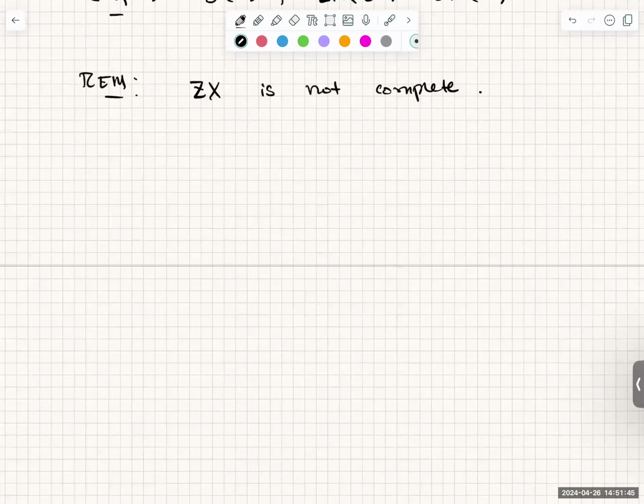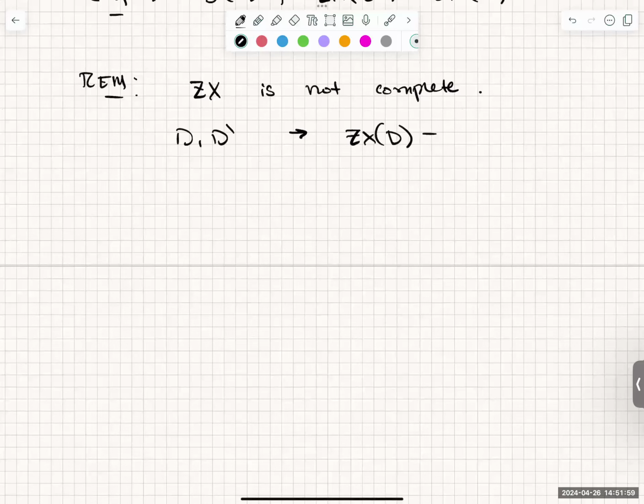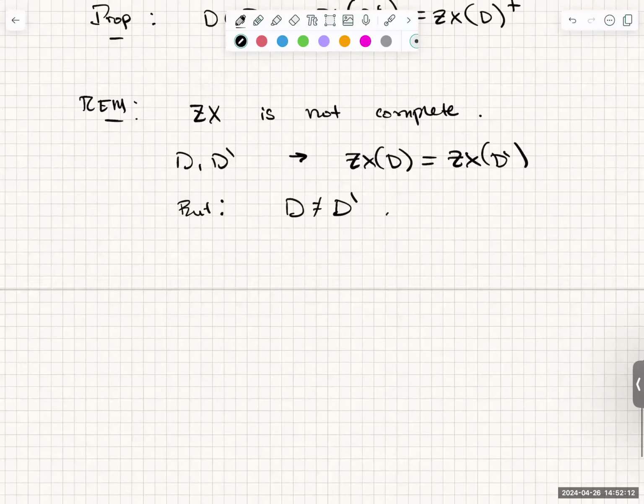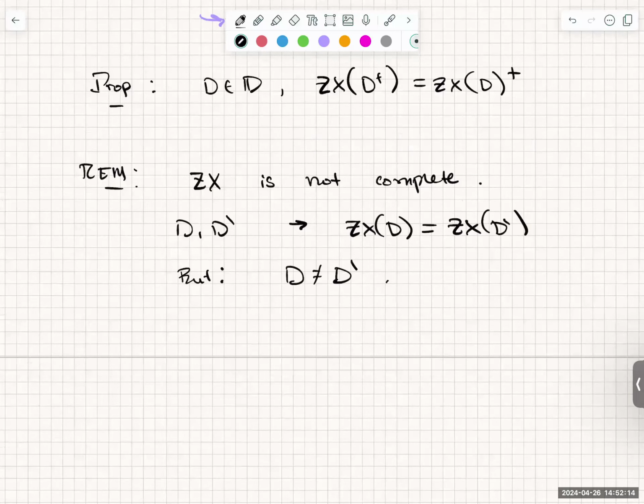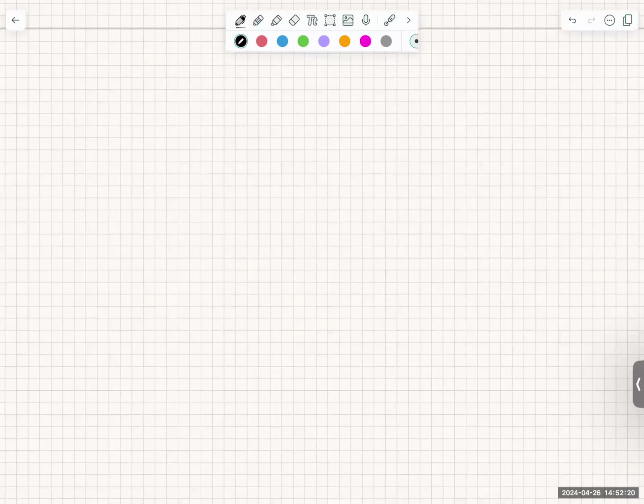However, there's an important caveat here, which is that ZX is not complete. Which is just to say that it's possible to have two diagrams whose images are the same. So you have some D prime such that ZX of D equals ZX of D prime, but D is not equal to D prime under our system of rewrite rules. Okay, so related to this, just sequence.